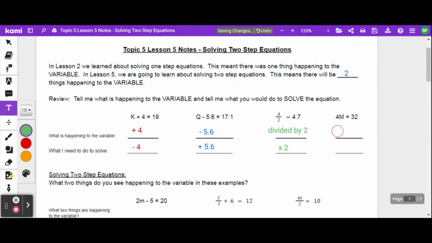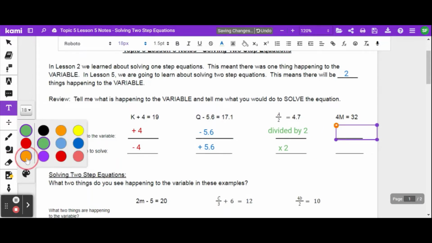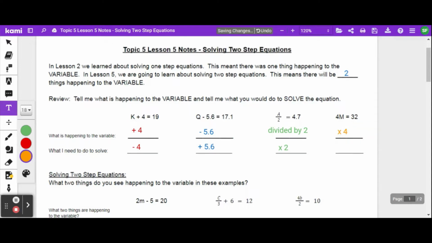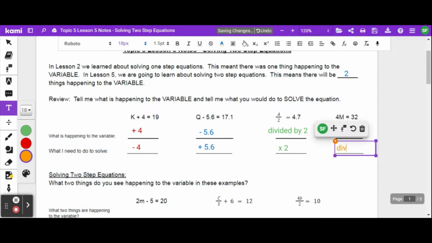In our last example, 4m equals 32. Remember, when you have a number next to a variable like that, that means to multiply. So we read that as 4 times something equals 32. So I can see the m is being multiplied by 4. And in order for me to solve that equation, I would need to do the opposite of multiplying by 4, which would be divide by 4.